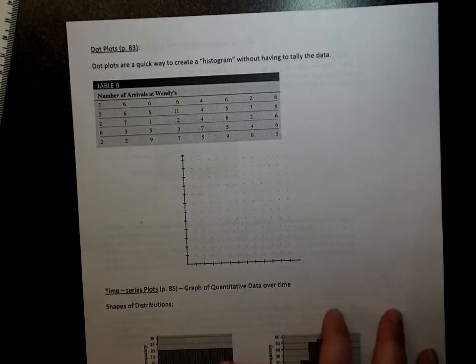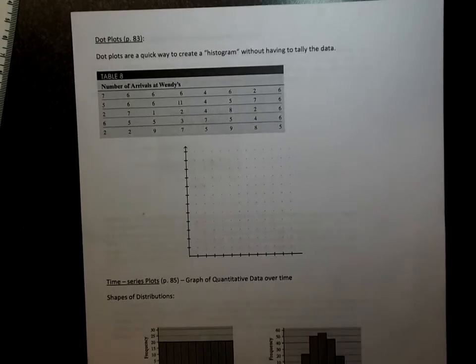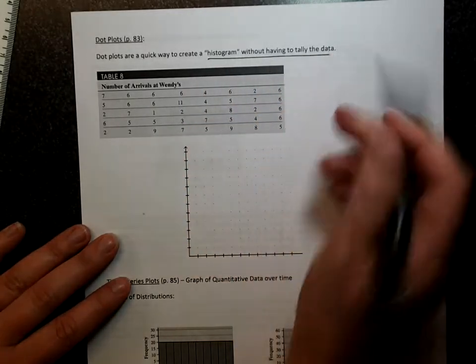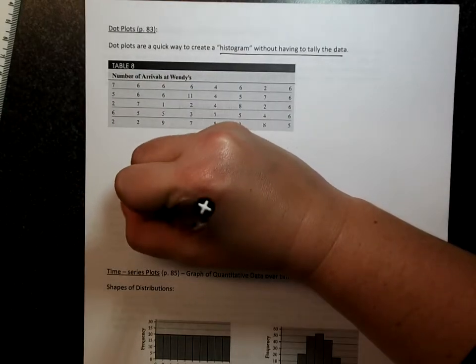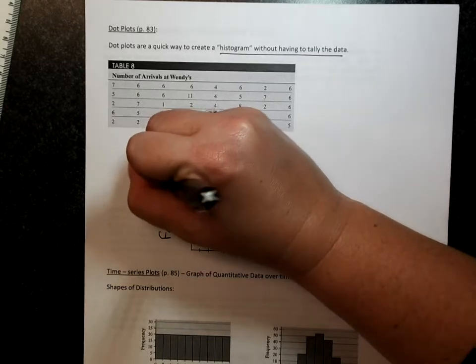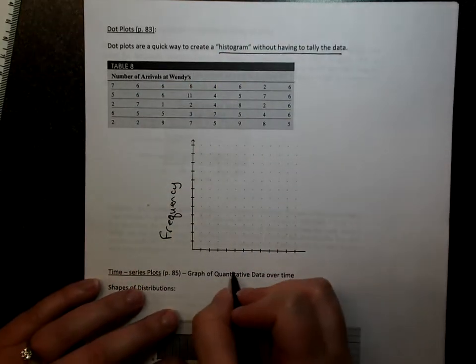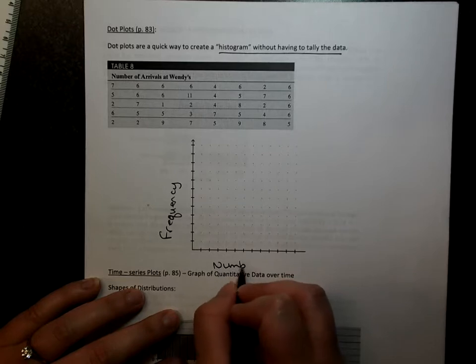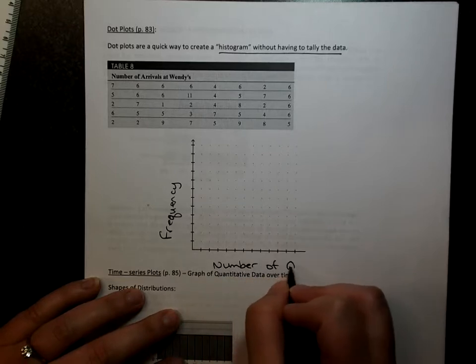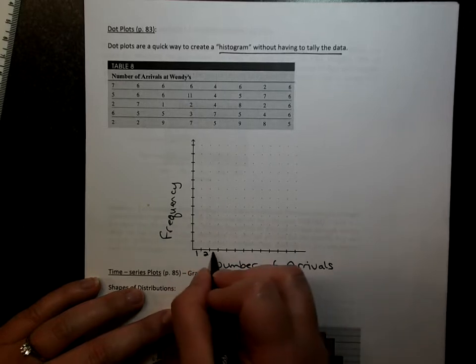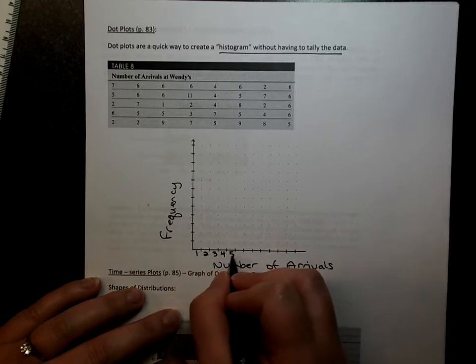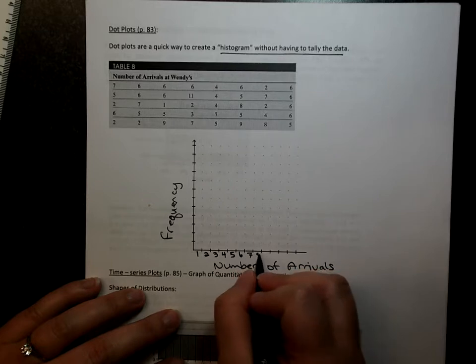The next type of display is called a dot plot. Again, another quick way to create a histogram without having to tally the data. So this is the same set of data, the number of arrivals at Wendy's. We're going to put frequency along the vertical, and the number of arrivals along the horizontal, starting with 1. The values will be between the marks because this is discrete data.